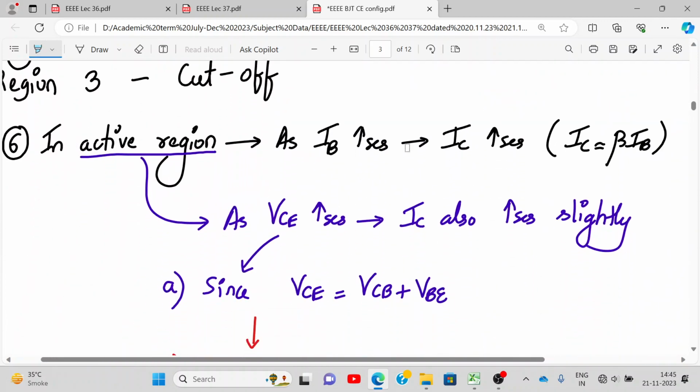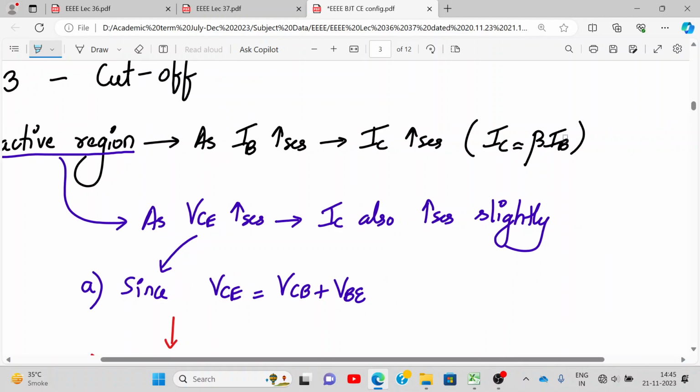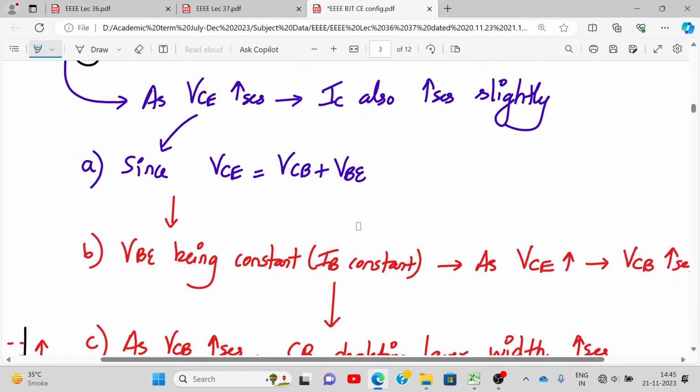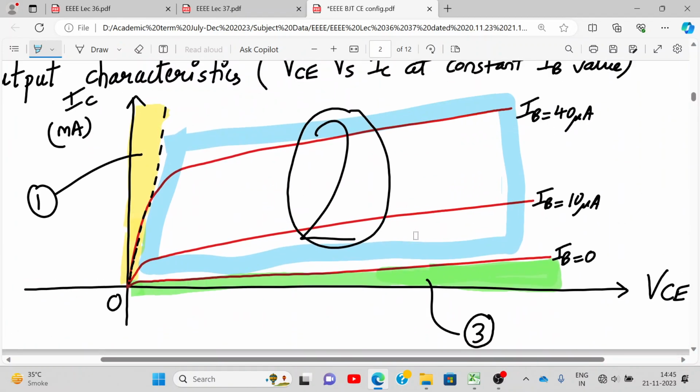Now, as IB increases, IC increases. See, IC is beta times IB. So of course, if IB increases, beta being constant, IC will also increase. Okay? As VC increases, IC also changes slightly. Now, why this is happening, we'll also explain now. As VC increases, IC increases slightly, correct? It's slightly increasing, right? It's not almost a straight line.